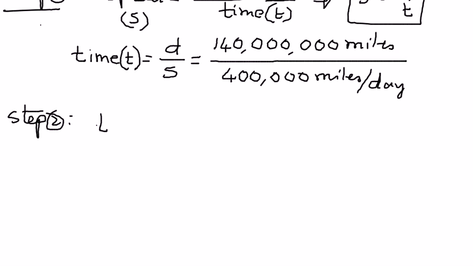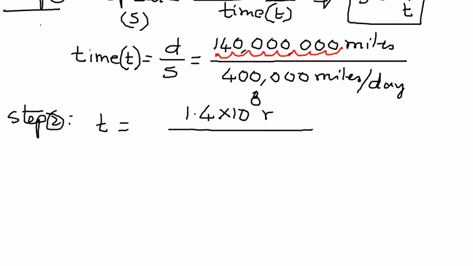So time is equal to, we can express distance in terms of scientific notation as follows. The decimal place is right there. We're going to move the decimal place to the left, 1, 2, 3, 4, 5, 6, 7, 8 places. So we can write that as 1.4 times 10 to the power of 8 miles. That is the distance between Mars and Earth.